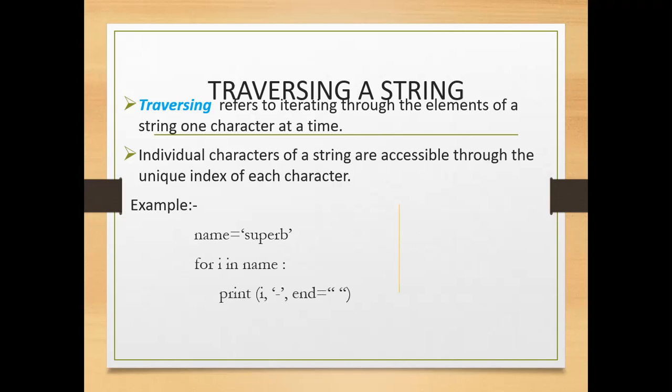Print i, that means for i in name. The first time i is going to be S. It goes inside the loop and we are printing the letter S. After S, what are we printing in that line? A small hyphen. Then we are ending that line with a space. That means the next time the print function is encountered, printing will continue on the same line. It will not print on the next line.